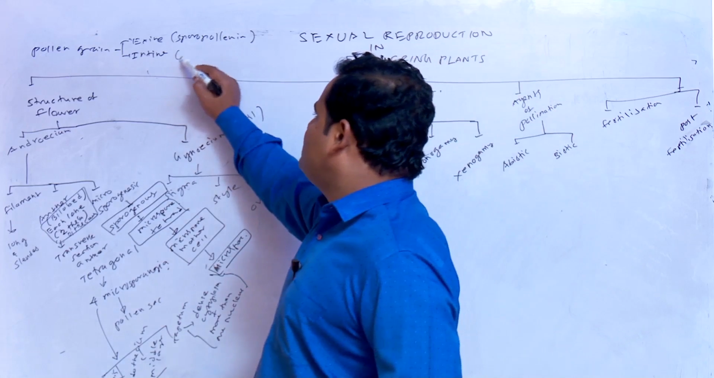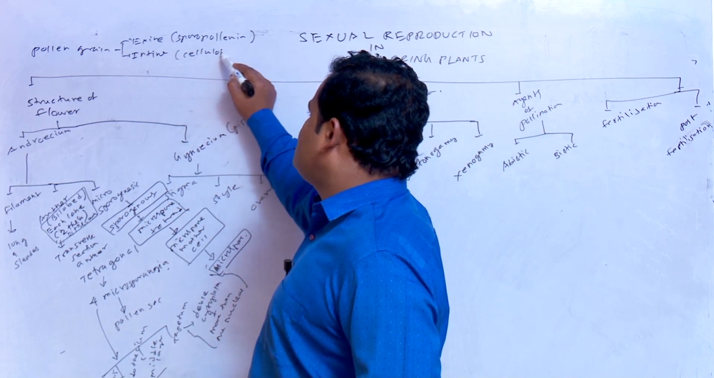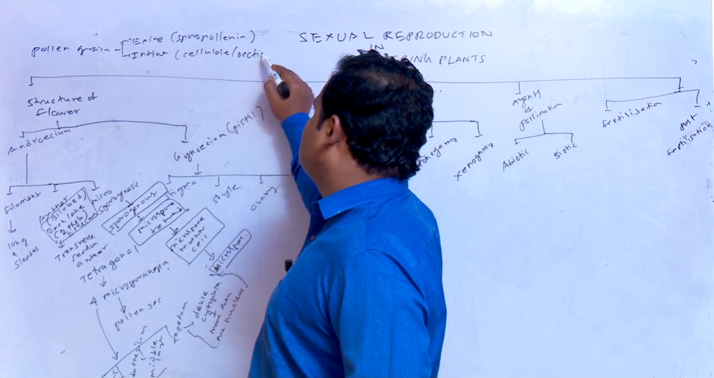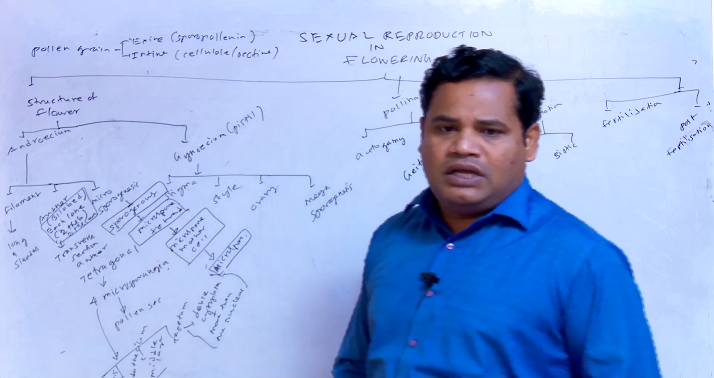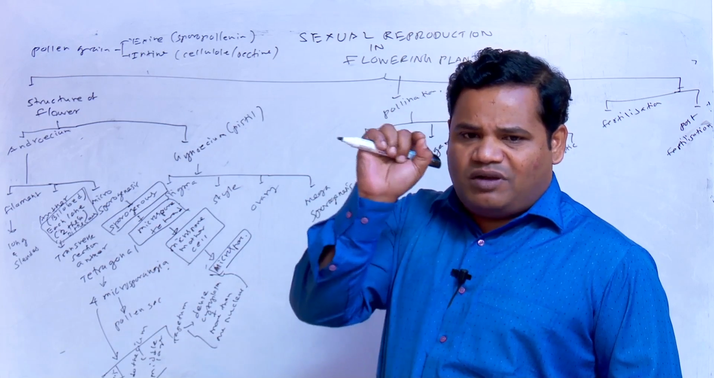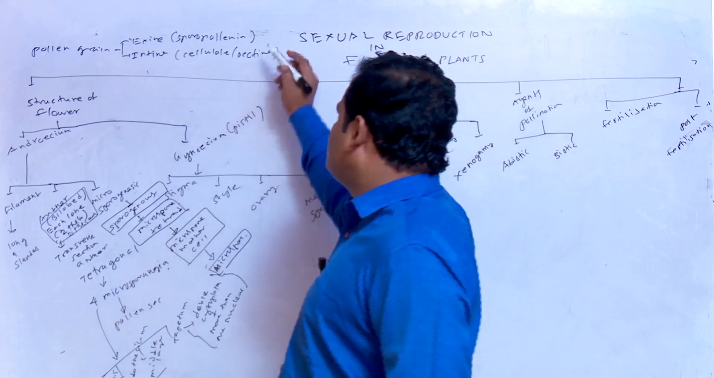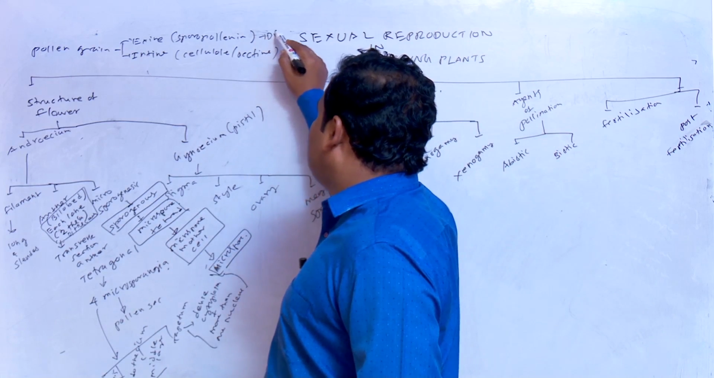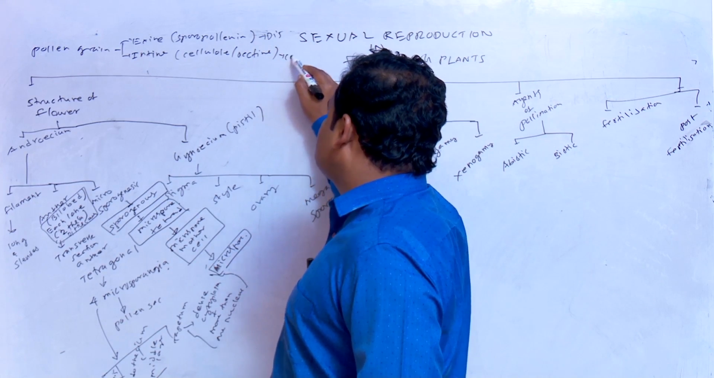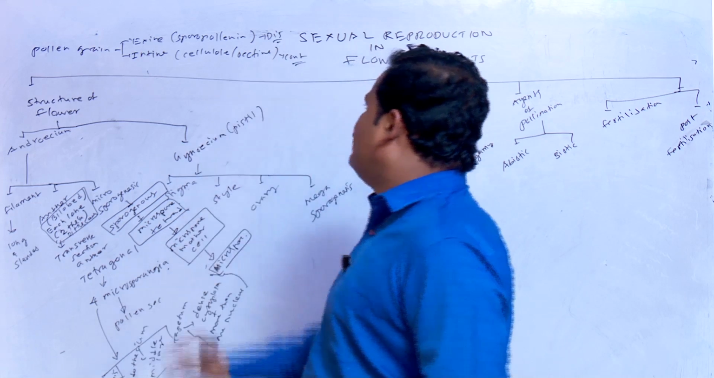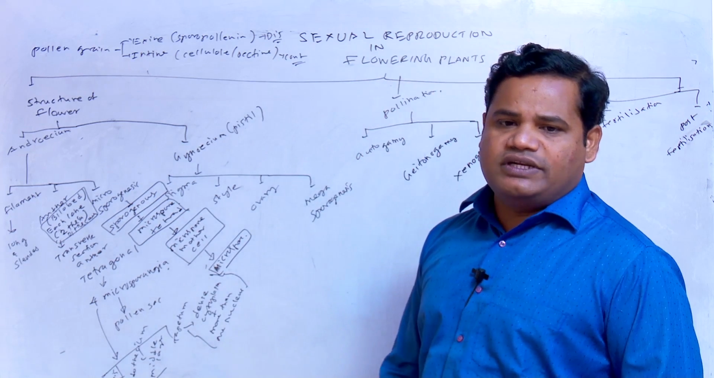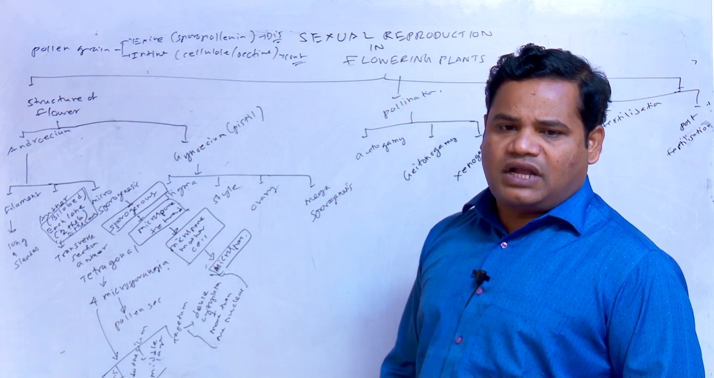Intine is made up of cellulose and pectin. Exine has small pores where the sporopollenin is absent. So we can say it is discontinuous. This is continuous. The difference between exine and intine is actually discontinuous and continuous.